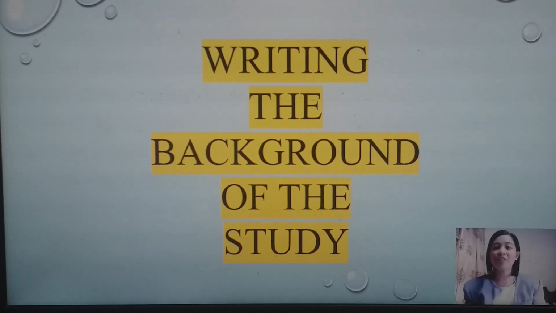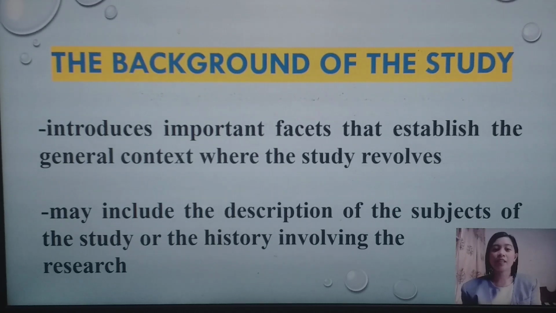I'm back for another video presentation on writing the background of the study. After identifying a research topic, you have to situate your research in a particular academic field. This is where you establish the background of the study. The background of the study introduces important facets that establish the general context where the study revolves. This part may include the description of the subjects of the study or the history involving the research.